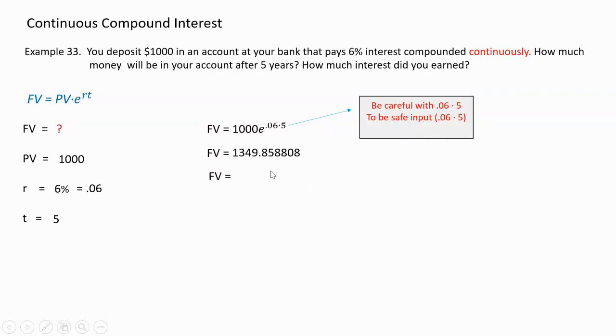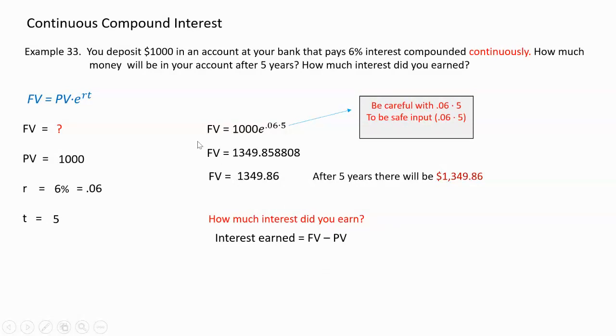You see, guys, it's almost the same answer, but if it's compounded more per year, the value is more. I believe it was 1346 on the previous slide. Here we got 1349 and 86 cents. That'll be your future value. How much interest? Again, we subtract the 1,000 from the $1,349.86. So we're going to come out with $349.86 as how much interest that you earn.